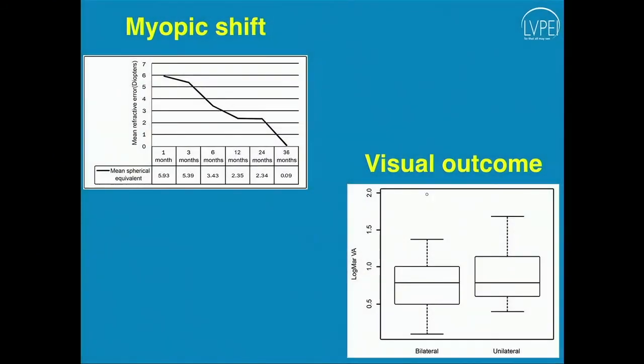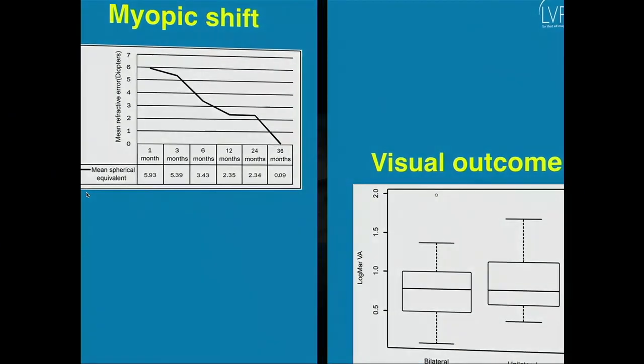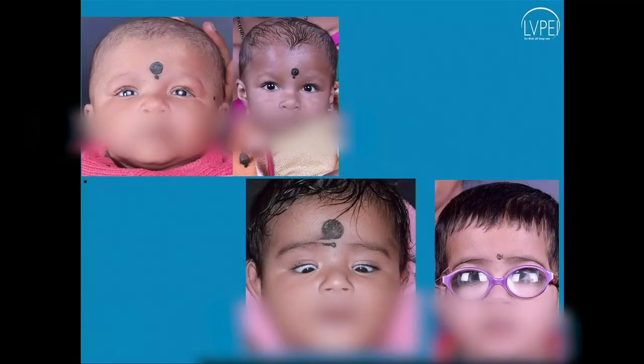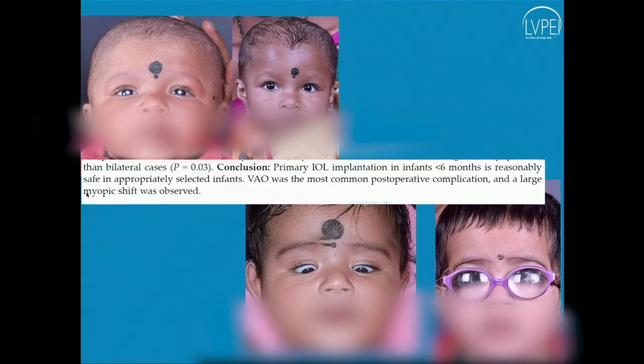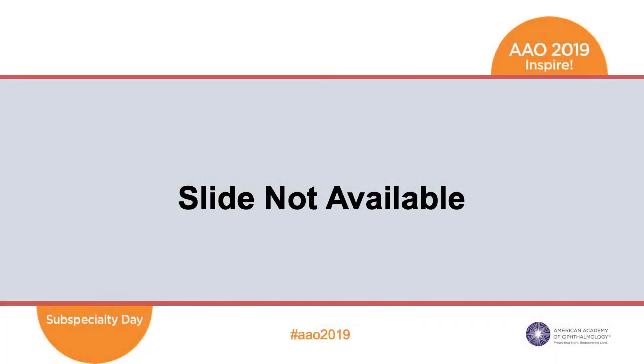So this is the myopic shift. If you see in the 3 years, there was a significant myopic shift in this age group. And the visual outcome, as expected, was much better with the bilateral group versus the unilateral group. So in an infantile cataract who is less than 6 months, IOL can be reasonably considered in this group, provided that you will see probably 1 in 5 cases having visual axis opacification.